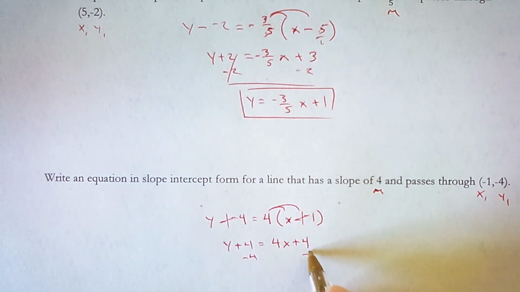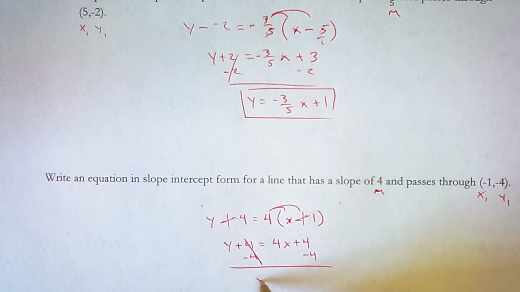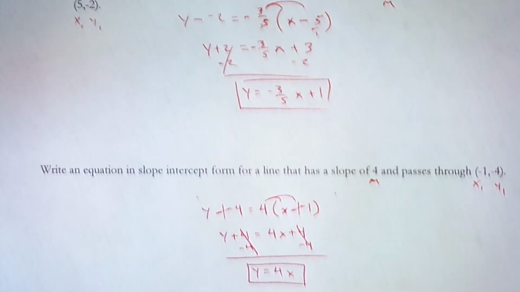And then I'll subtract the 4. And that cancels, and I get y equals 4x. Oh, and look at that, that one cancels also. 4 minus 4 is 0. I don't have to write plus 0. I can, but I don't need to. Y equals 4x.